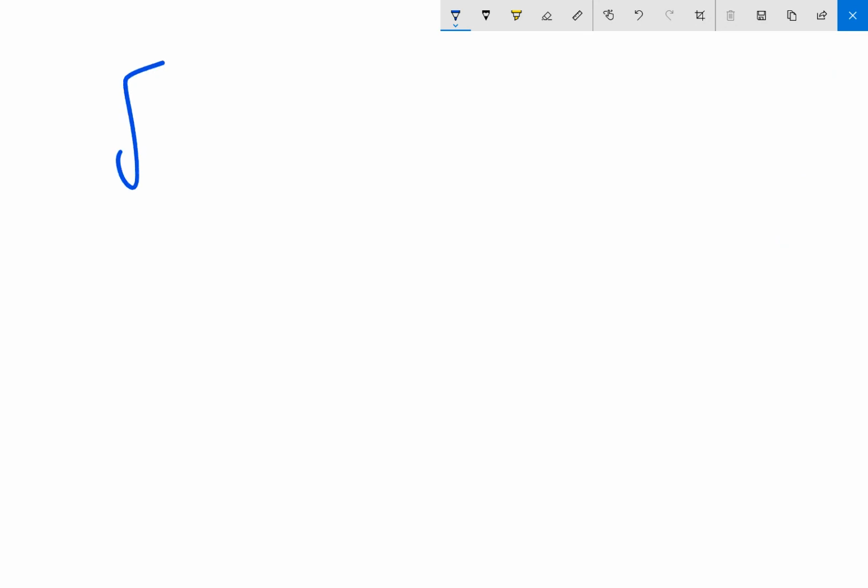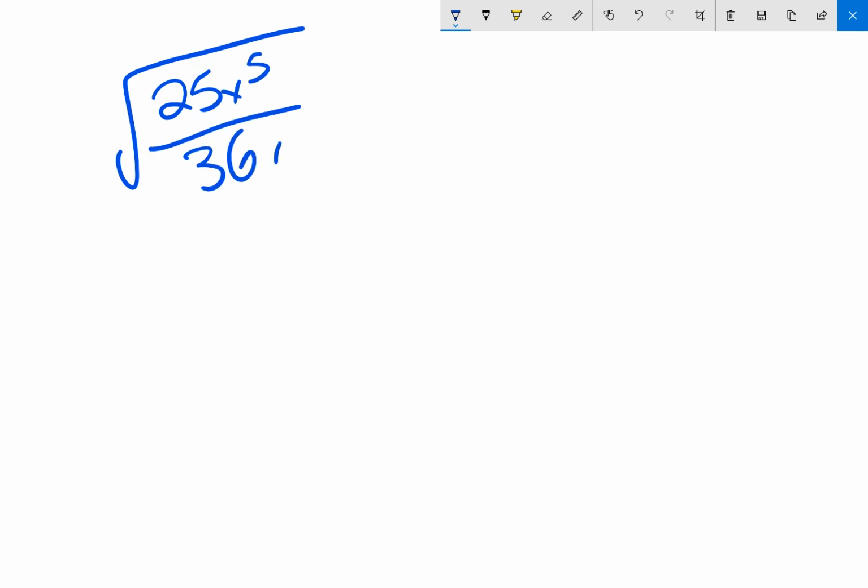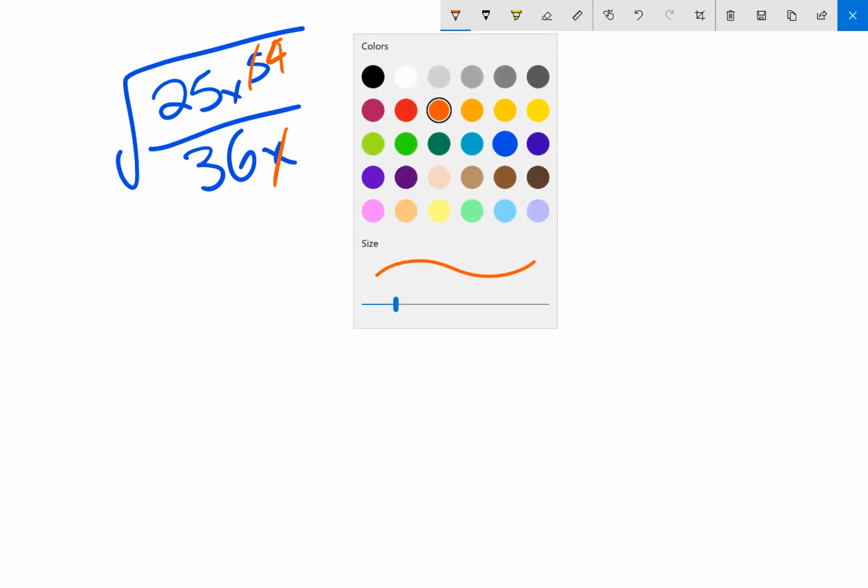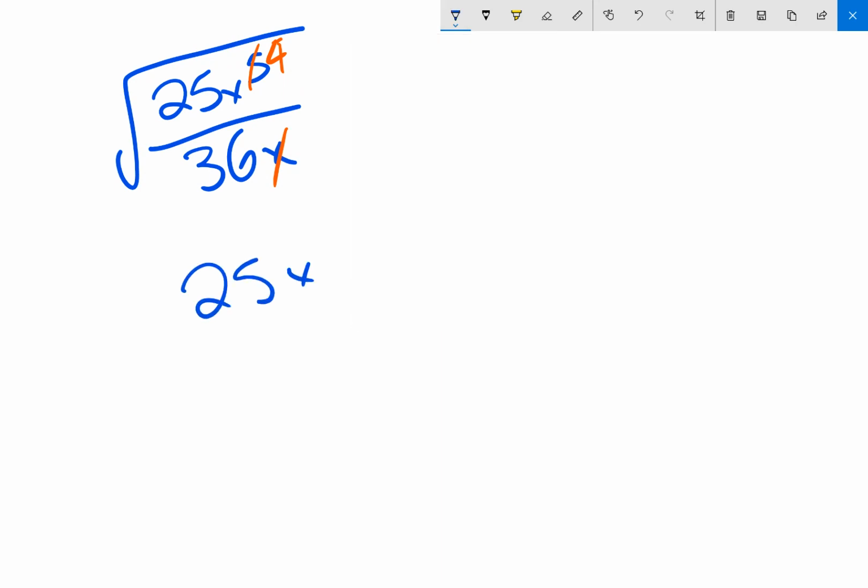Number 7, square root of 25 x to the 5th over 36x. Now, before I break everything into their own radicals, I notice that I can cancel out these x's. I have an x on the bottom and 5 of them on top. So that x will cancel with one of those x's up there, and now make that x to the 4th. So this new problem is really 25x to the 4th over 36. So just cleaning it up a bit.